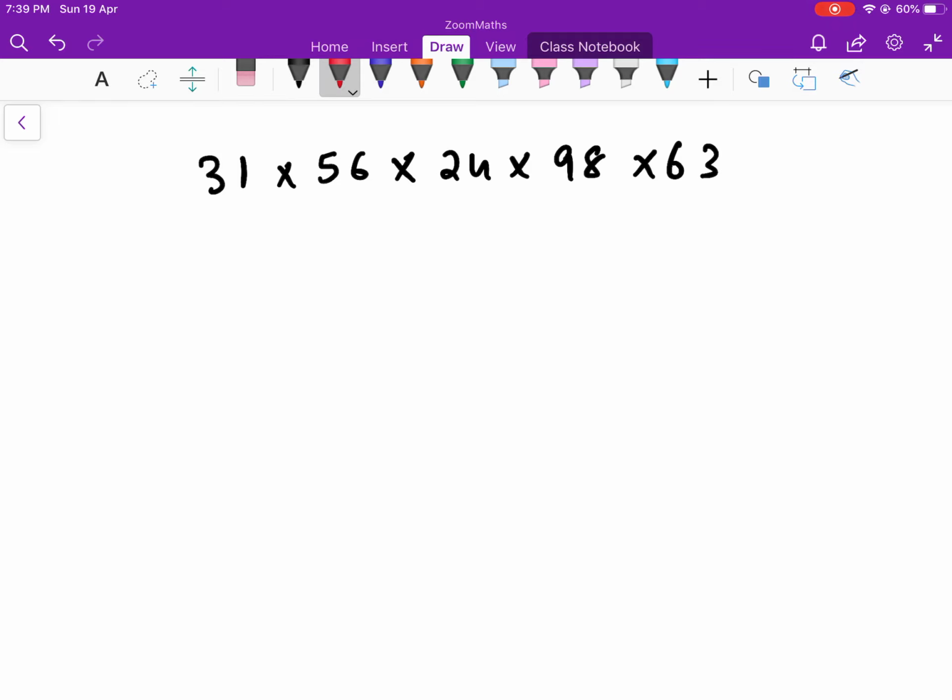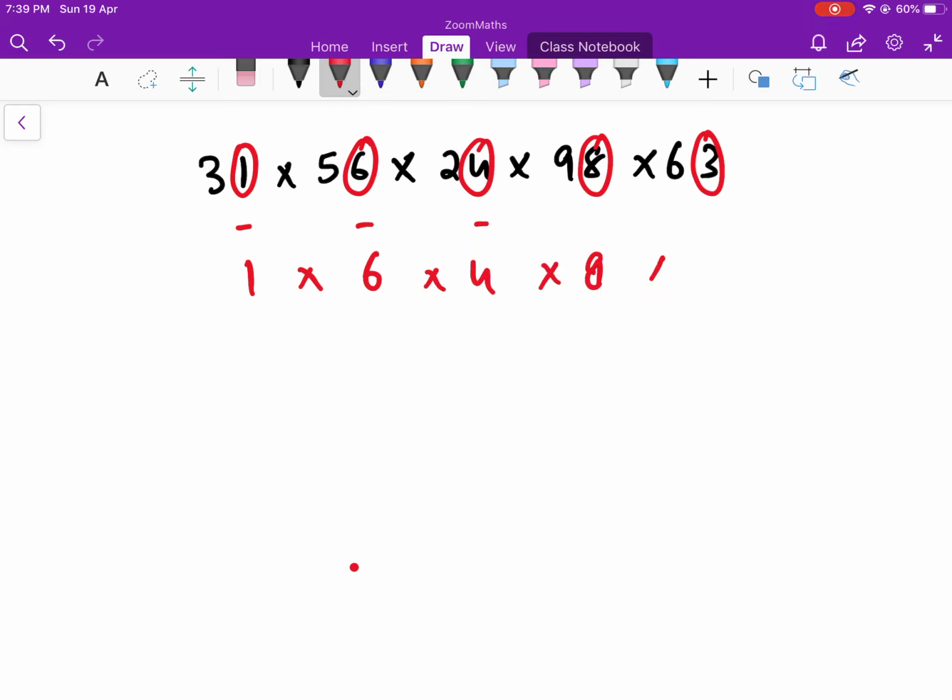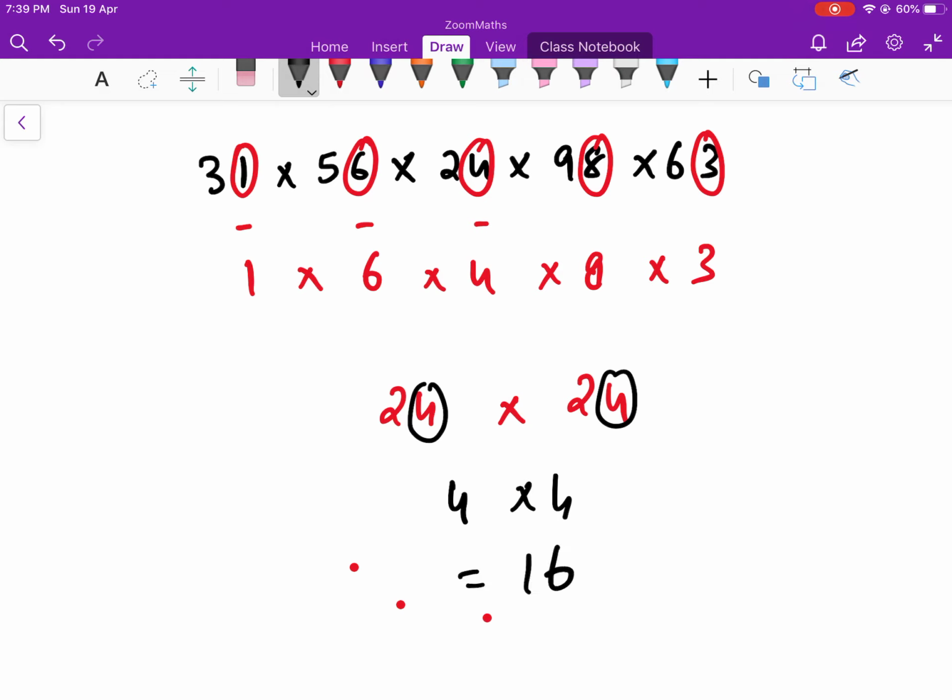So you take the unit digit of all these numbers. That is 1 from 31, 6 from 56, 4 from 24, 8 from 98, 3 from 63. And then multiply those: 1 into 6 into 4 into 8 into 3. Now 1 into 6 is 6, into 4 is 24, into 8 into 3 is 24. Most of us might know the tables of 24 in 24 if you're preparing for some competitive examination. If not, still don't worry, you can still find out the unit digit by taking the last two digits and multiplying them. So it's like 4 into 4 equal to 16. Therefore the unit digit is 6. That's your answer.